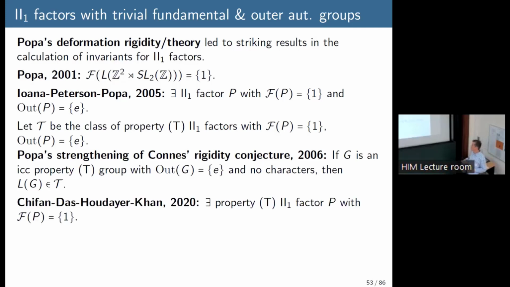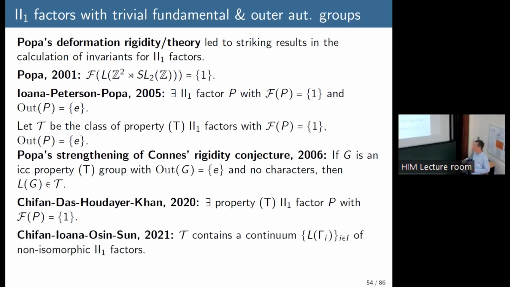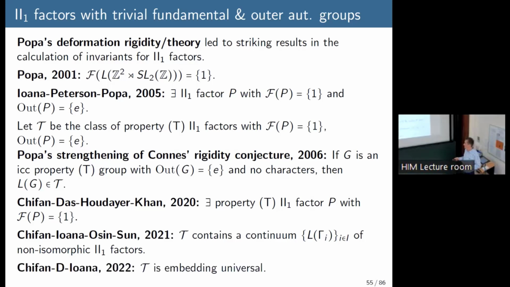The first examples of property T II_1 factors with trivial fundamental group have been found actually recently by Chifan, Ioana, and Kunnawalkam Elayavalli. And also last year it was shown that this class T is uncountable. And what we can show in particular is that it's not just uncountable, it is embedding universal. So this was the point that I wanted to make: that this class T that appears here in this conjecture of Popa is quite big, it's embedding universal.